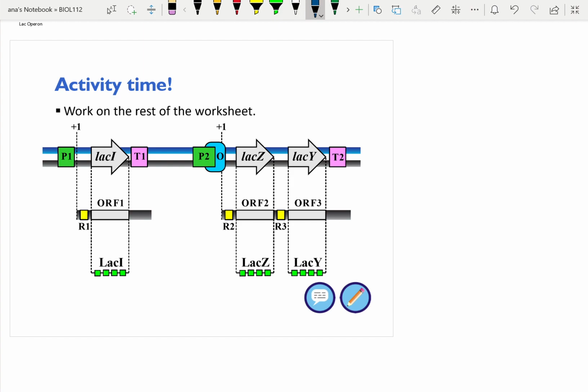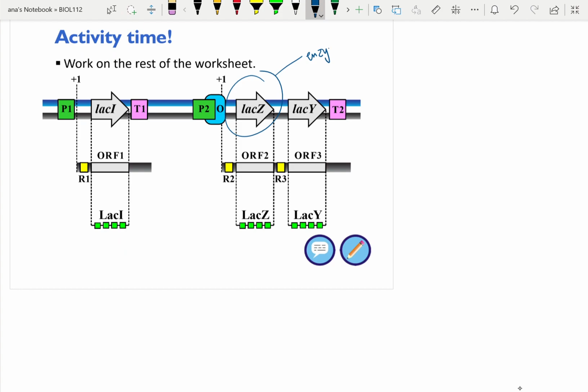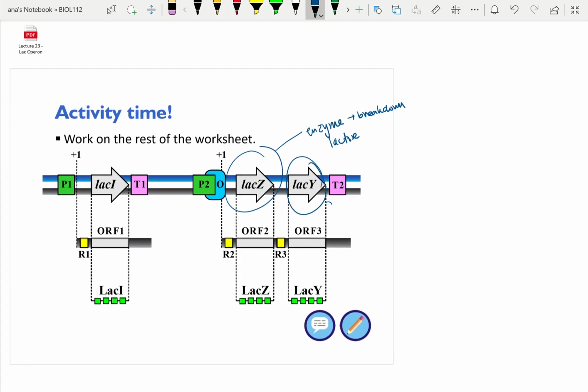in a cell. So to start off, the operon includes the lac-Z and lac-Y genes, which encode two things. Lac-Z is responsible for producing the enzyme which will break down lactose. And then lac-Y is responsible for basically allowing lactose to enter the cell.